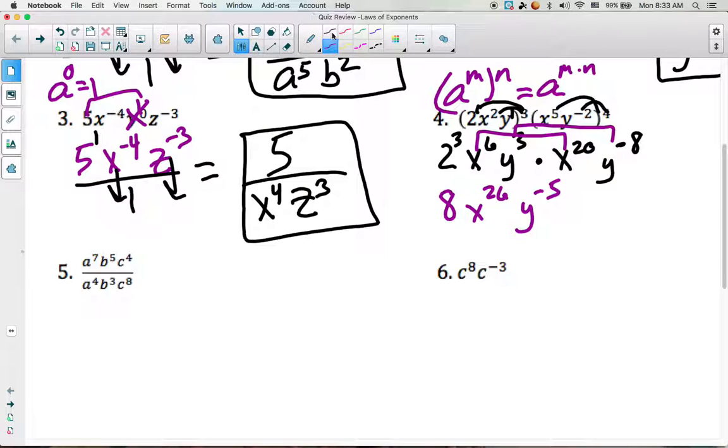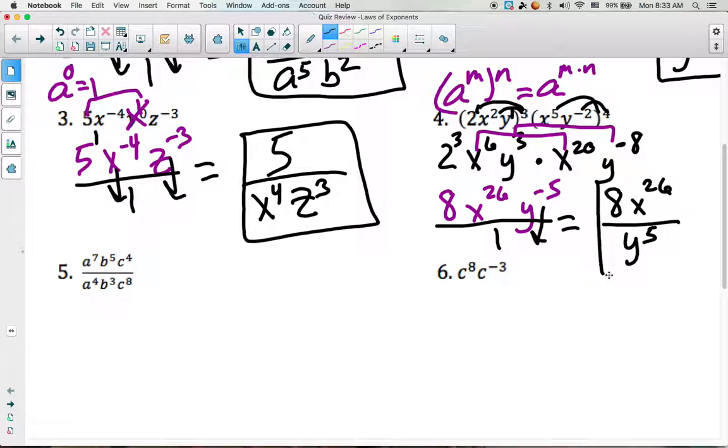Well, I'm back to a negative exponent. I'm not allowed to have negative exponents, so I'm going to make it a fraction. The 8 is to the first power, that's positive. X to the 26, 26 is a positive number. Those two will stay in the numerator. This y to the negative 5 will drop to the denominator, and that negative 5 will become a positive 5. And that will be your final answer.